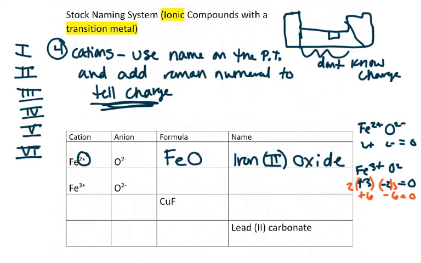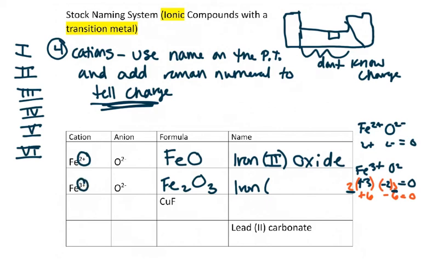So how many irons do I need? Fe, I need 2 irons. And how many oxygens do I need? I need 3 oxygen. So when I'm writing this name, iron, again, I look and I say, oh my gosh, it's a transition metal. I need a Roman numeral. Again, it's the charge, not how many.